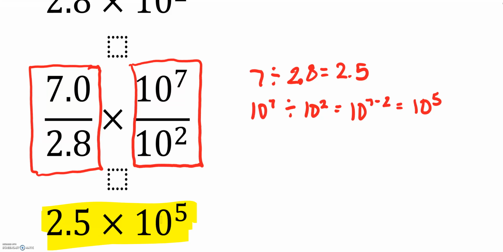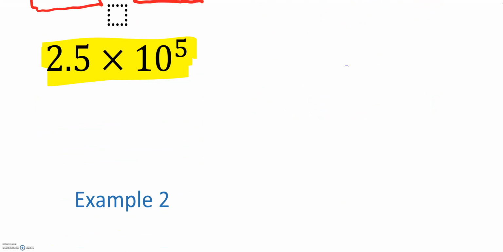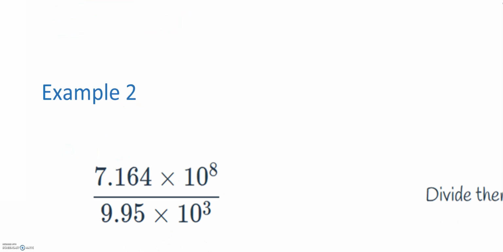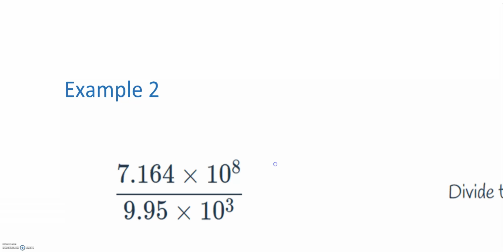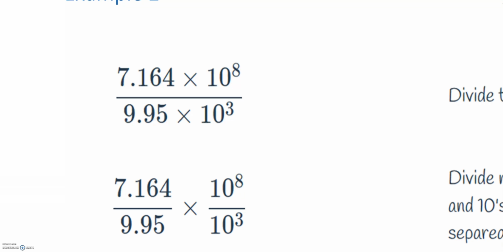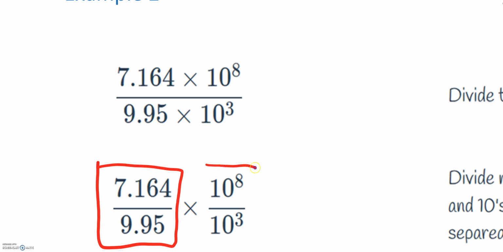Let's look at another example that's a little harder. In this example, I have 7.164 times 10 to the 8th over 9.95 times 10 to the 3rd. Again, I'm going to split this up into two fractions. That way I can just divide my two numbers together on my calculator, and then I can divide same bases by subtracting their exponents.